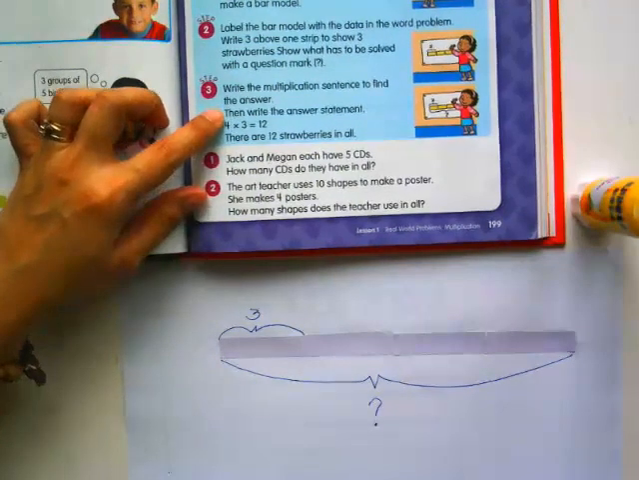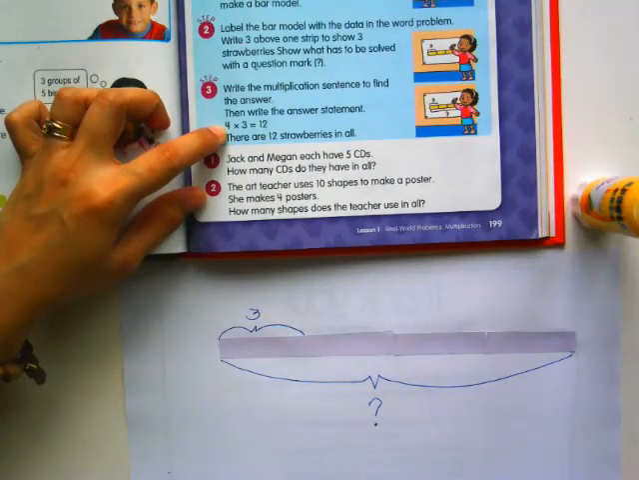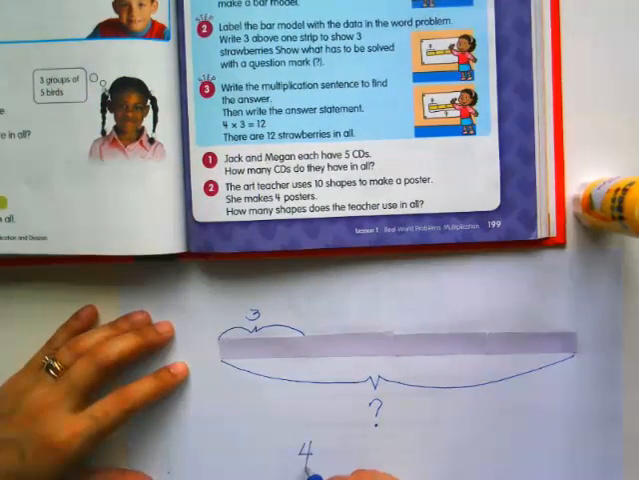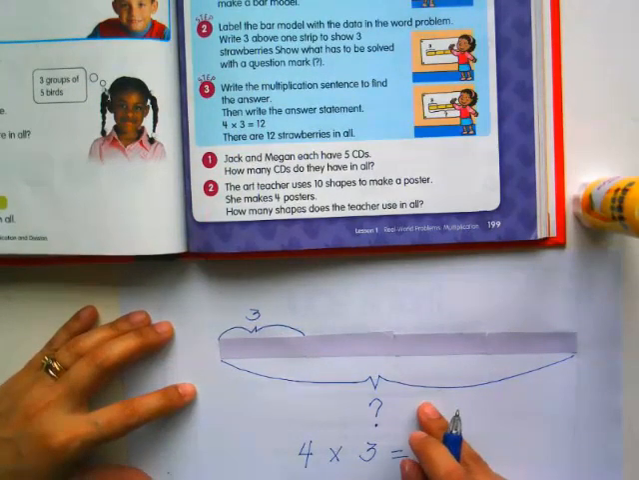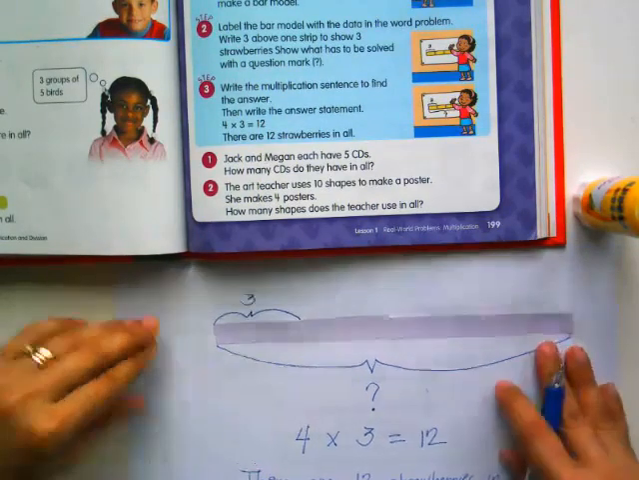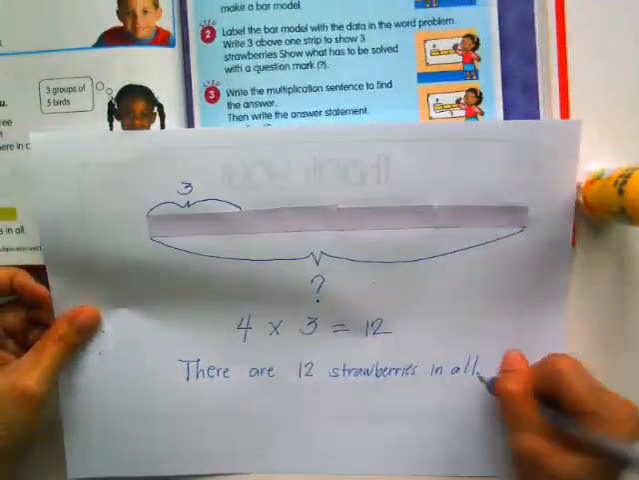Write the multiplication sentence to find the answer. Then write the answer statement. So what is our multiplication sentence? How many plates are there? We have 4. How many in each plate? We have 3. So we have to multiply and then find the product or the answer. And then the answer is 12. So how many strawberries? There are 12 strawberries in all. Okay, so there are 12 strawberries in all.